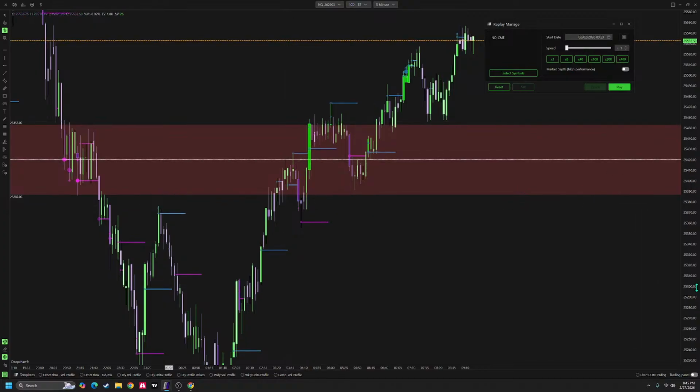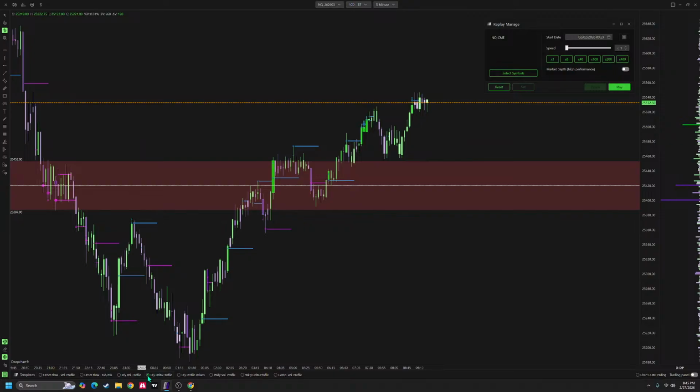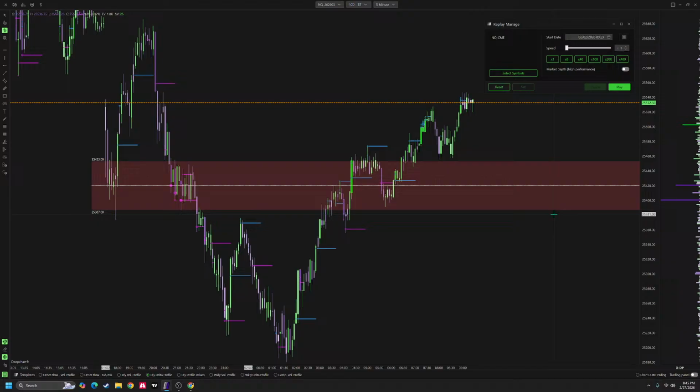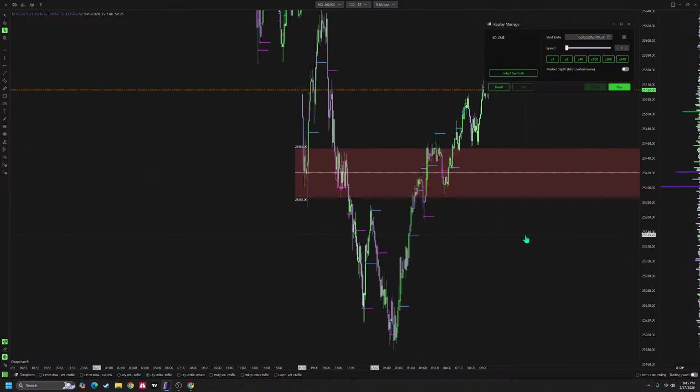Another thing I like to put on here, and since we're doing it for the day, is I'm going to put on a daily delta profile. What this does is show the levels at which the most aggressive buying and selling occurred. Now this is a daily, so it's only showing the last day.